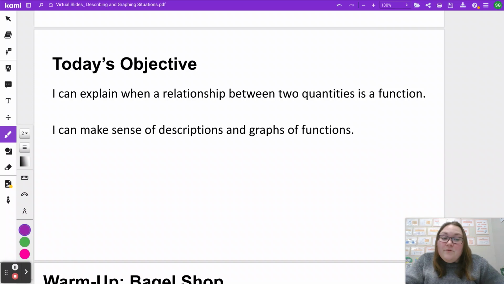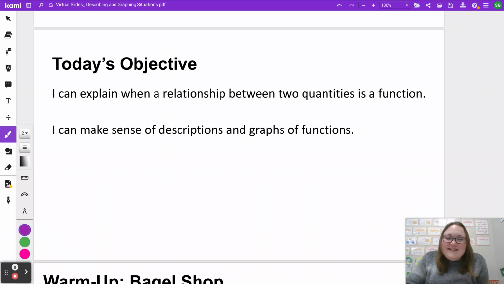This idea of what a function is going to be a huge idea in this lesson, but also in this unit, because the name of this unit is functions. So we're going to talk about a lot of different types of functions. Our second goal is, I can make sense of descriptions and graphs of functions. So once we understand what a function is, we're going to be looking at lots of descriptions and different graphs. Again, not just in this lesson, but in this entire unit.